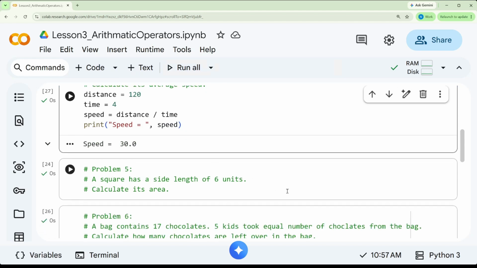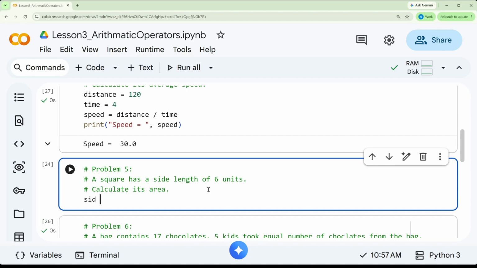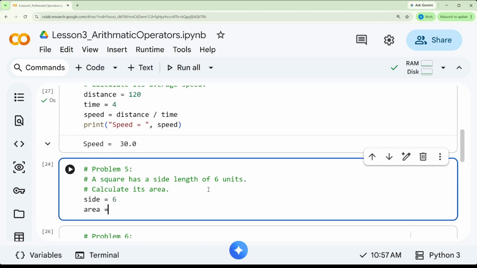Next problem: a square has a side length of 6 units. So how do we compute the area of a square? Again, a high school lesson says the area of a square is you square the side. So side is 6. And what is the arithmetic operator that we're going to use? It is our exponent, which we use to raise the side to the power of 2. So area is side, exponent represented by 2 asterisks, 2.